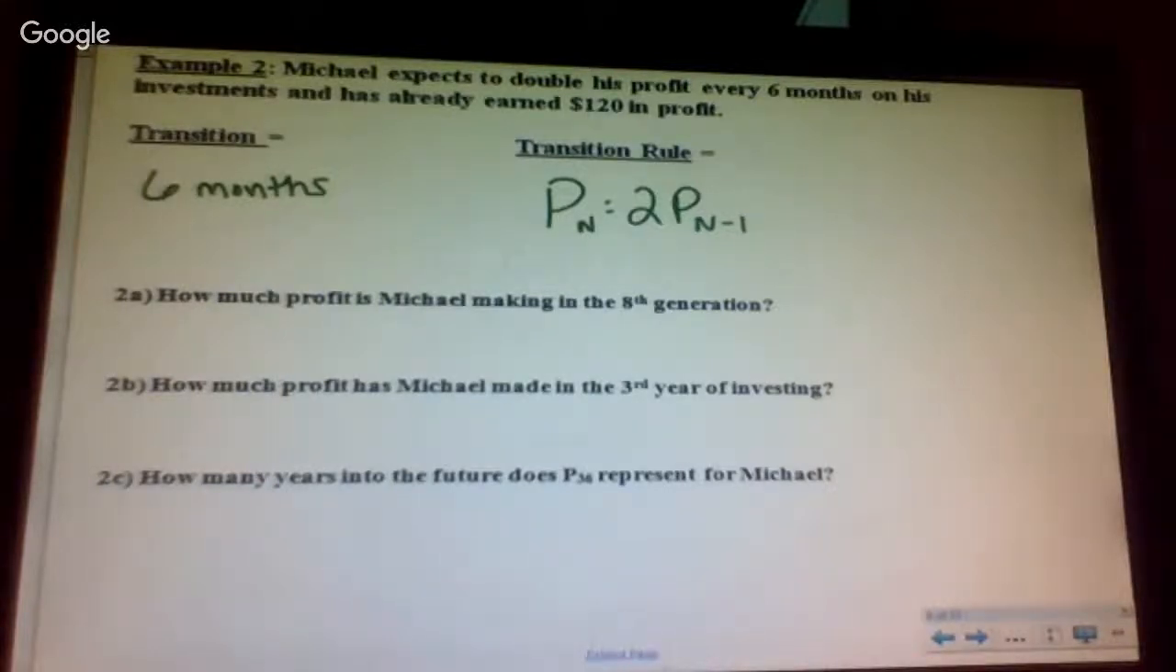The 8th transition. Generation is another term for transition. Let's create it. So we start with 120. Then we go to what? 240, 480, 960.